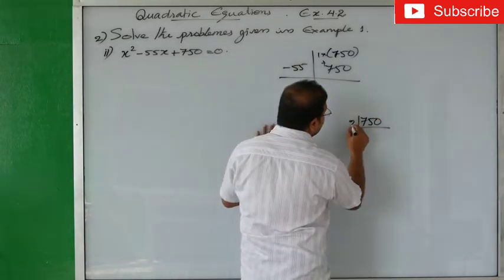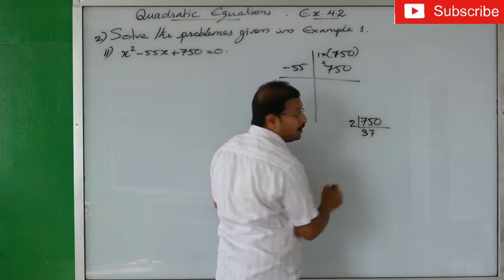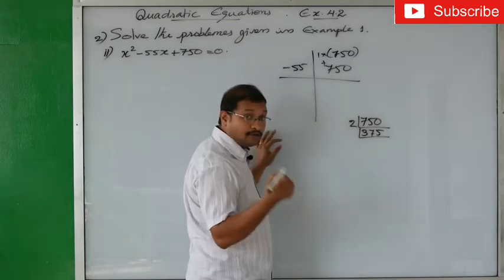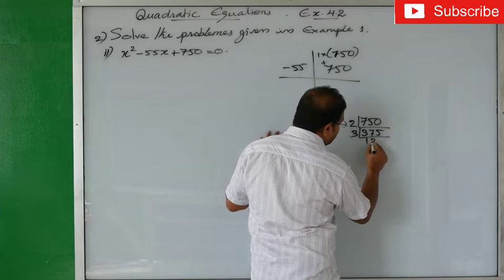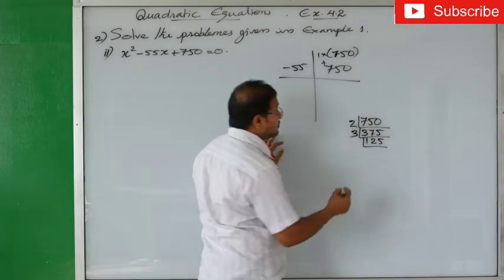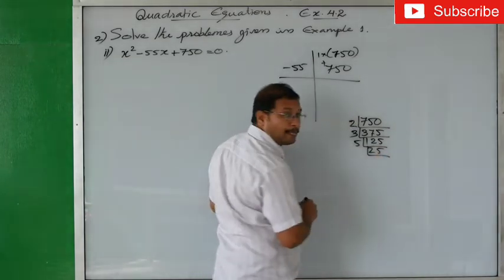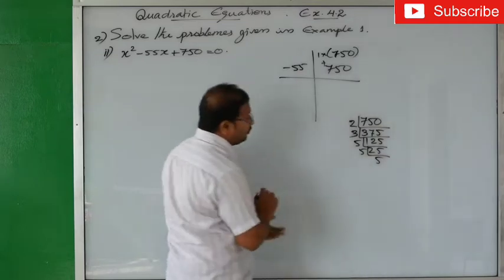By 2, 2 3s are 6, 2 5s are 10. By 3, 3 1s are 3, 3 2s are 6, 3 5s are 15. Which number will you use now? Yes, by 5. 5 2s are 10, 5 5s are 25. Ready? Now 5, 5 5s are 25. So what will you do now?